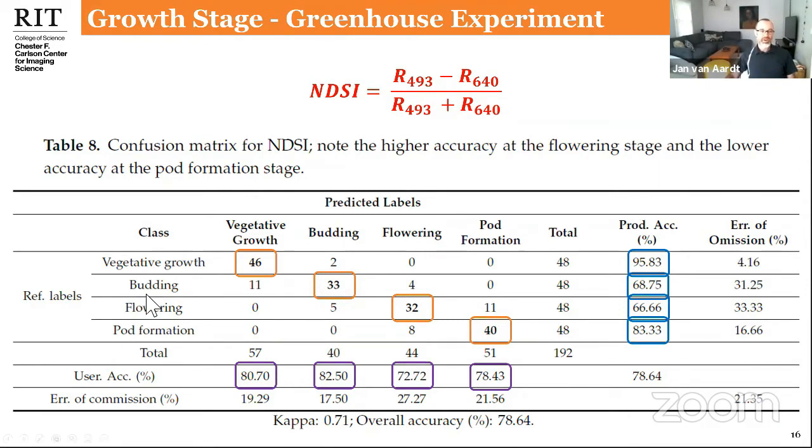Here's actually another one, sort of a comprehensive summary table of different classes, so different growth stages. You see vegetative growth, budding, flowering, pod formation, and you see the accuracies for pod formation, for instance, at 83% accuracies. Users and producers accuracies with an overall accuracy of roughly 80%. And this is using only 2 wavelengths in a sort of normalized index fashion. So this is very exciting. You can actually potentially use 2 wavelengths. This is just an example of those wavelengths. They might not be the specific wavelengths for every growth stage, but you could potentially use 2 wavelengths to accurately classify growth stage and manage accordingly.